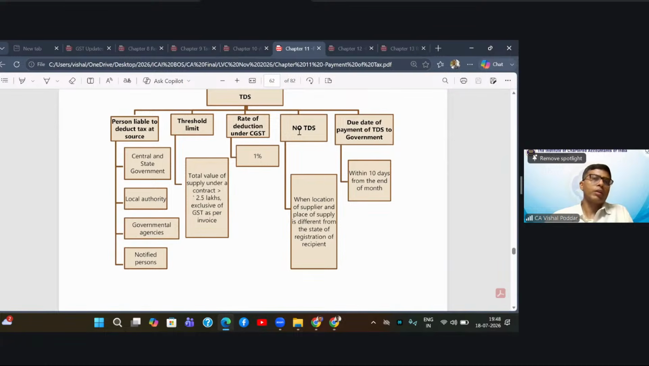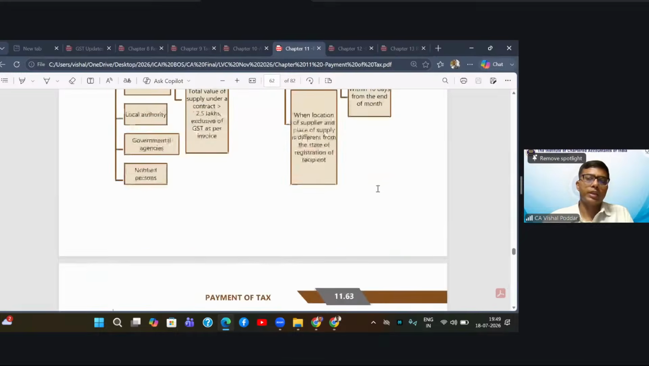Importantly, the government will not be deducting TDS where the location of supplier and place of supply is different from the state of the recipient. So if the location of supplier and place of supply are in Rajasthan, and the government is in Maharashtra, it will not deduct my TDS. The due date of payment of TDS is within 10 days from the end of the month in which the TDS is deducted.